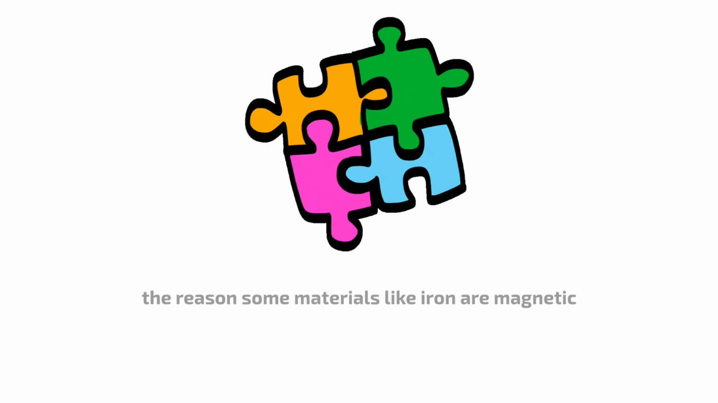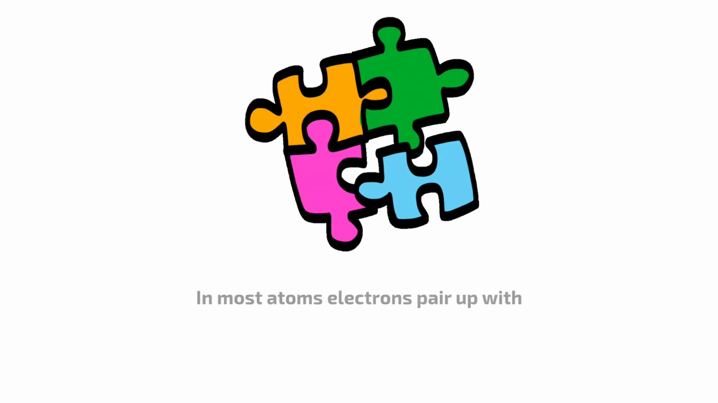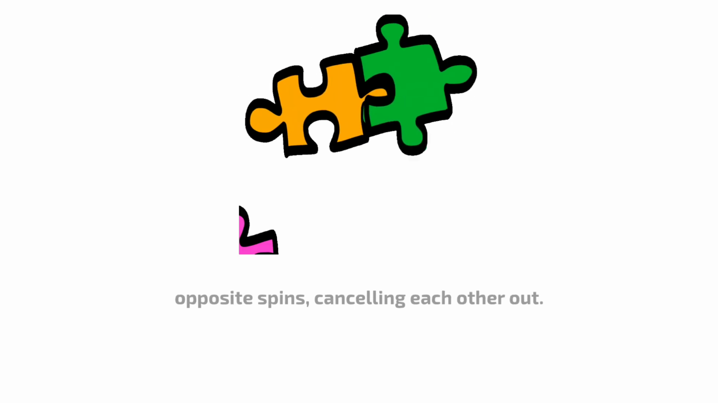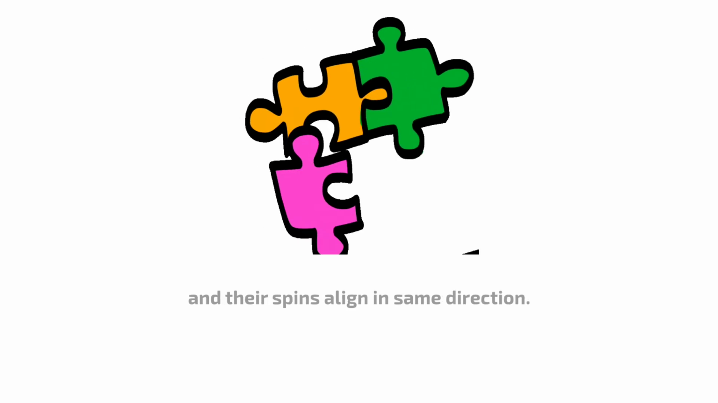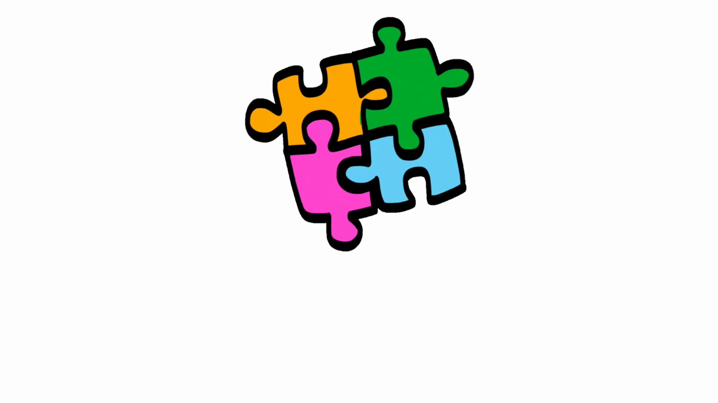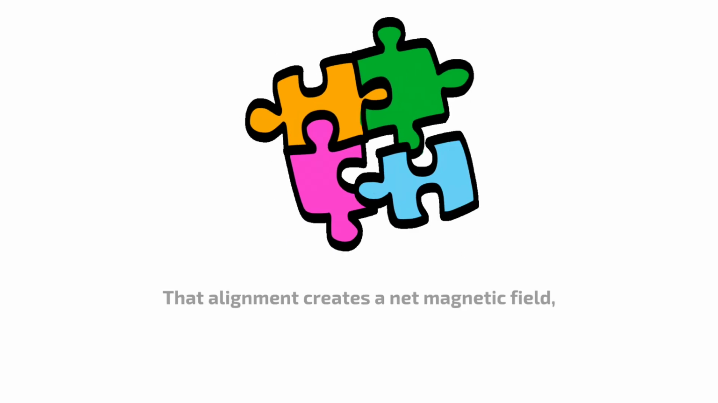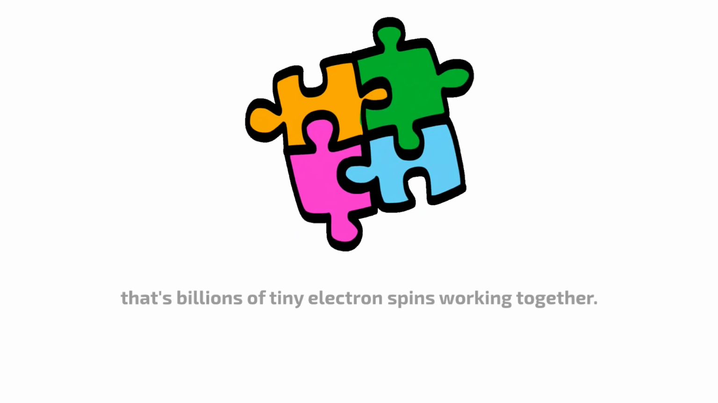The reason some materials like iron are magnetic comes down to electron spin. In most atoms, electrons pair up with opposite spins, cancelling each other out. But in magnetic materials, many electrons stay unpaired, and their spins align in the same direction. That alignment creates a net magnetic field. So when you stick a magnet to your fridge, that's billions of tiny electron spins working together.